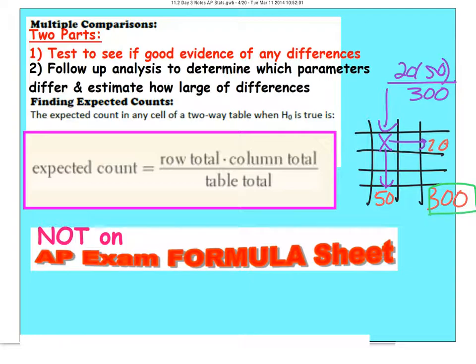This formula here for expected counts is not on the AP formula sheet, so you do need to make sure you know this. There's no way you're not going to be asked this question on at least a multiple choice question at a minimum, so know how to compute expected counts for a two-way table. Let's just look at the St.